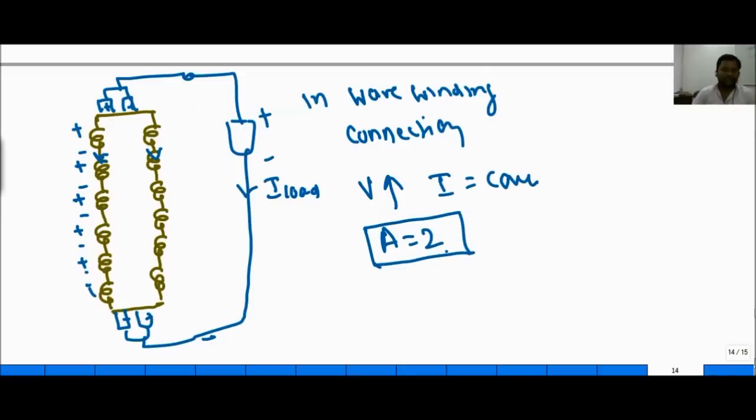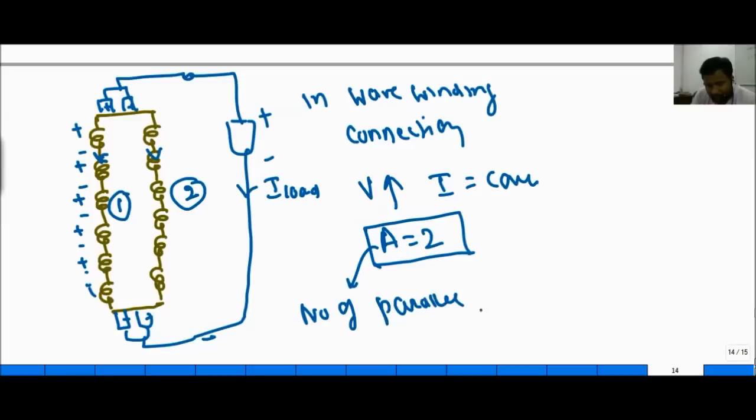Number of parallel paths is equal to 2 because this is called the number of parallel paths. Here parallel path 1. This is parallel path 2. A equals 2, where A is called the number of parallel paths. It is always there. If the number of windings is increased in the wave winding, then it should be 2. A is always a constant value, 2.